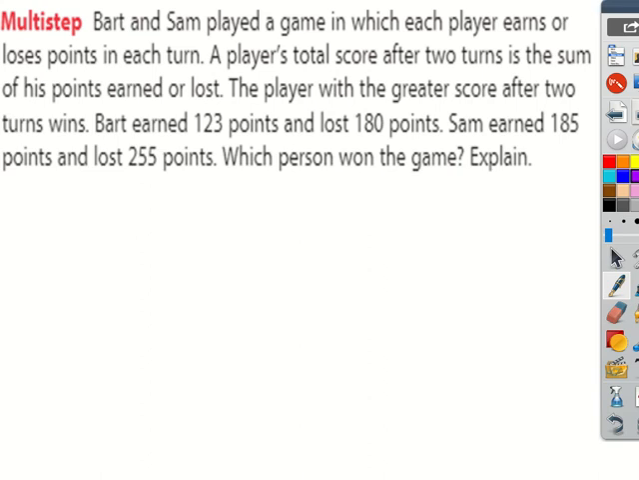So we have Bart and Sam played a game in which each player earns or loses points in each turn. A player's total score after 2 turns is the sum, which means we are going to add, of his points earned or lost. Okay? Earned is going to be plus and lost is going to be negative. The player with the greater score after 2 turns wins. Bart, so we have our 2 players. I have Bart and I have Sam.